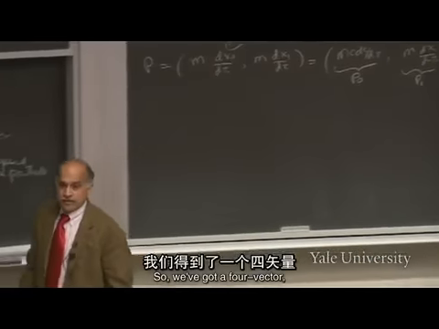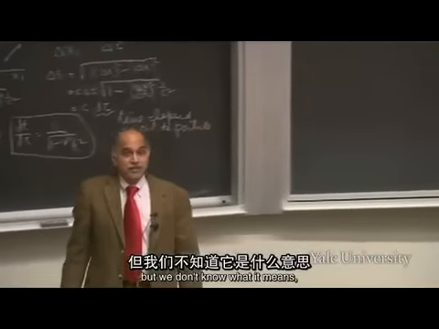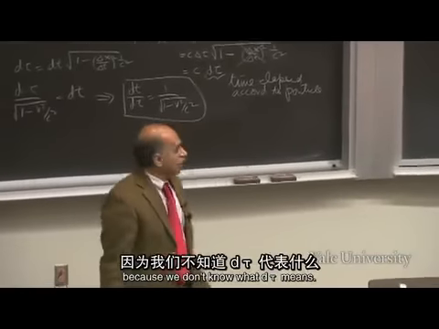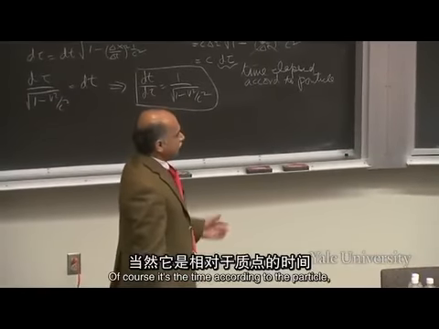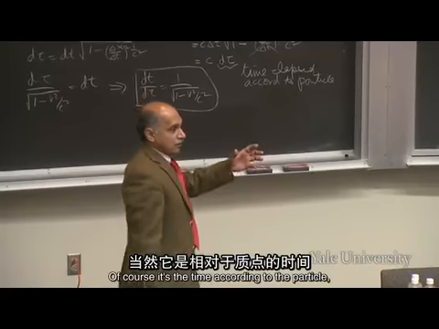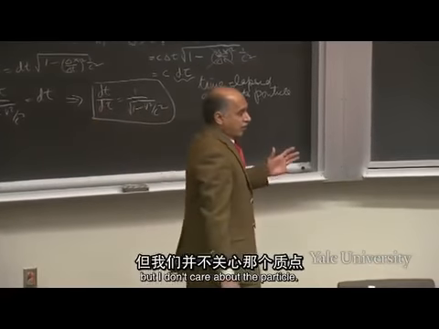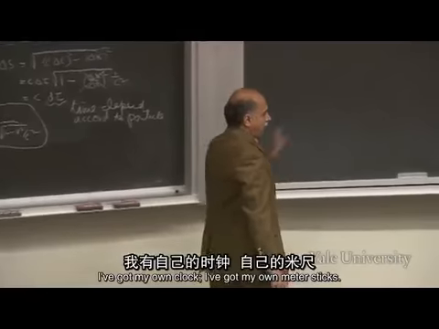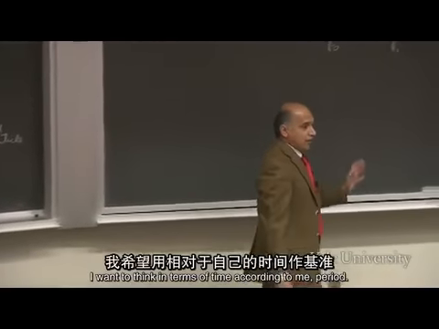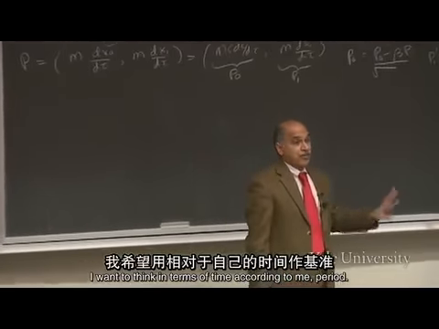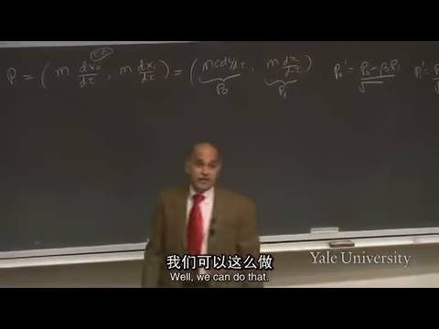So we got a 4-vector, but we don't know what it means, because we don't know what d tau means. It's, of course, the time according to the particle, but I don't care about the particle. I'm studying this particle. I got my own clock. I got my own meter sticks. I want to think in terms of time according to me, period. Well, we can do that.